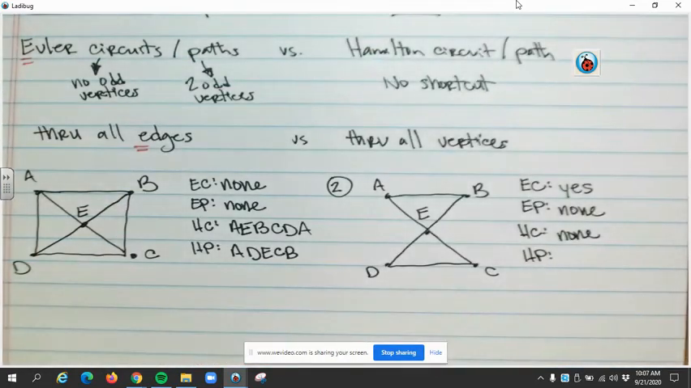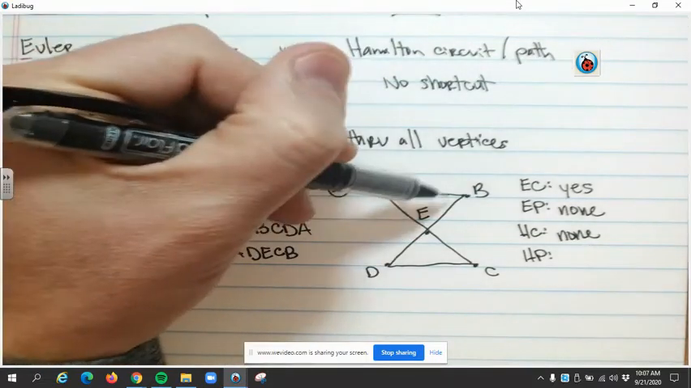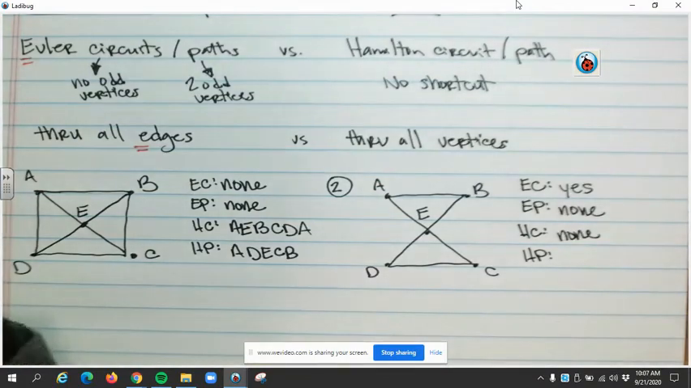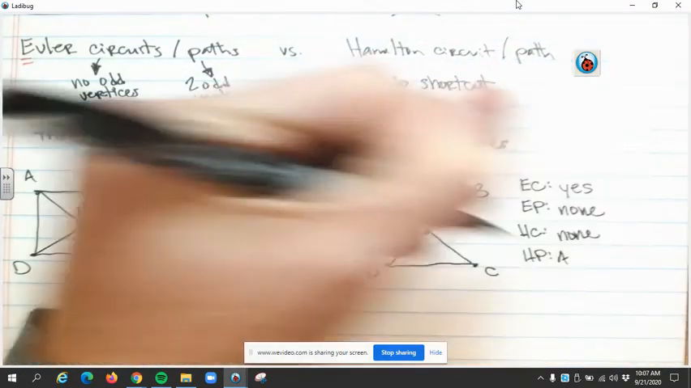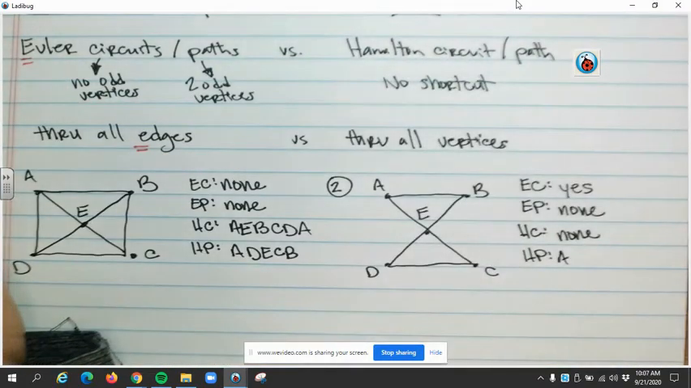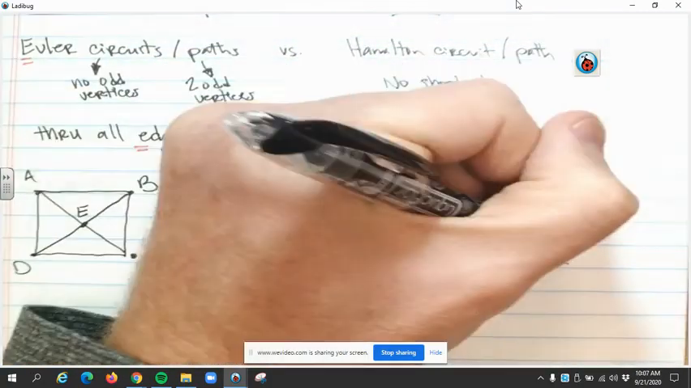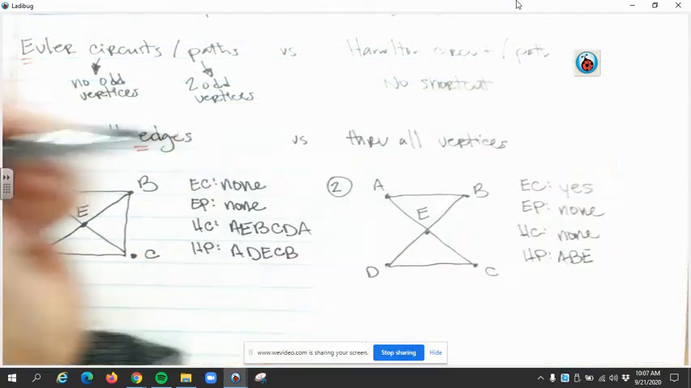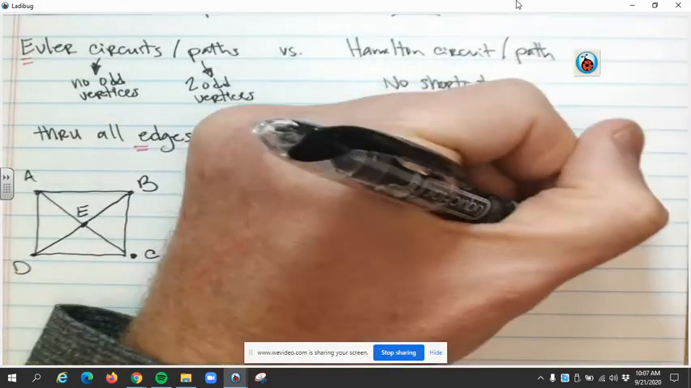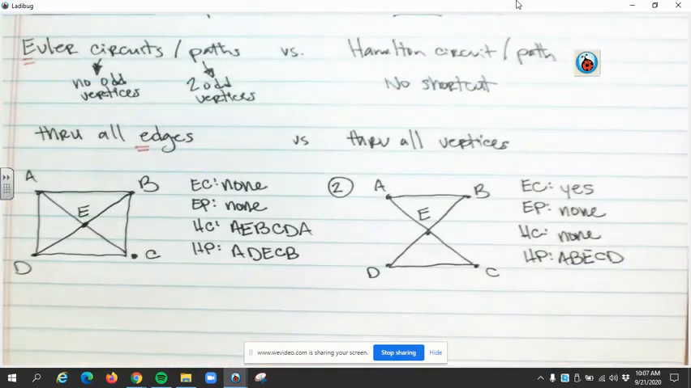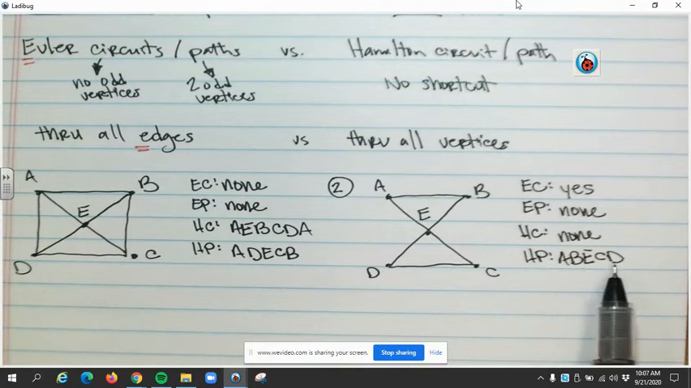However, there is a Hamilton path, but you cannot get a Hamilton path if you start in the middle. You have to start at the top or start at the bottom. It doesn't matter which one you start at. Since we've been starting A, we'll keep that the same. So let's do A, B, E, C, D. Hamilton path, starting at one vertex, finishing at another, not repeating any vertices.